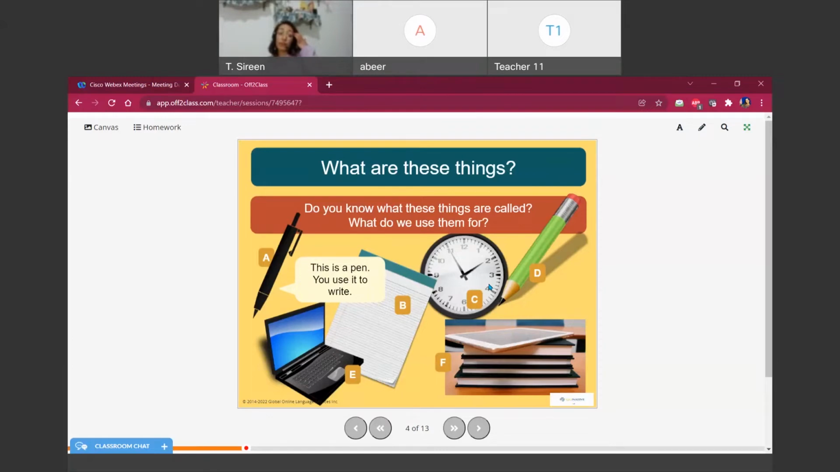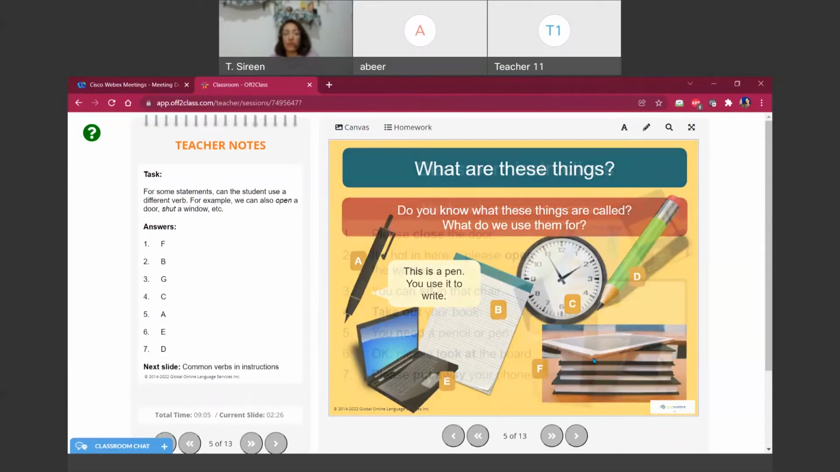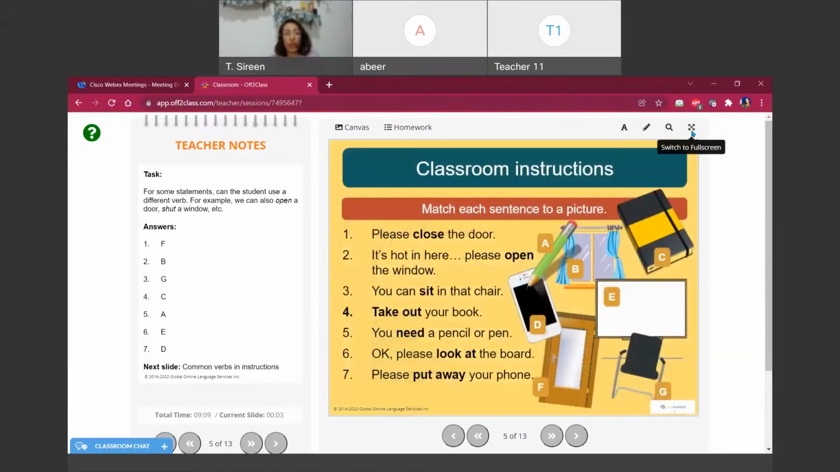And F? iPad or book. Books and iPad. And why do we use them? What do we need the tablet for? What is the meaning of tablet? The tablet is the iPad. We can say tablet or iPad. To research. To search for things. Maybe to write. To write also.